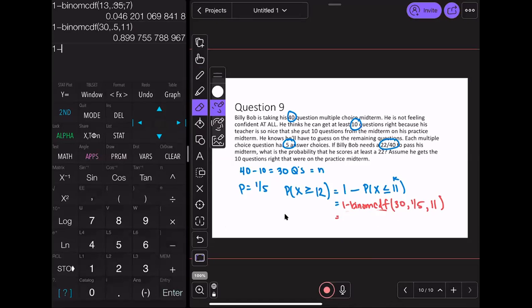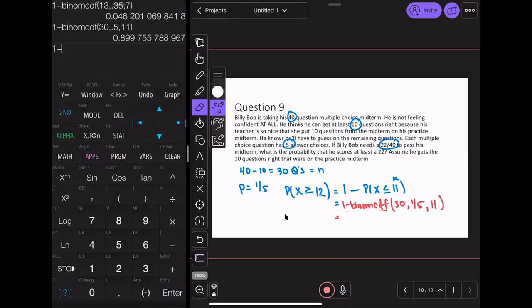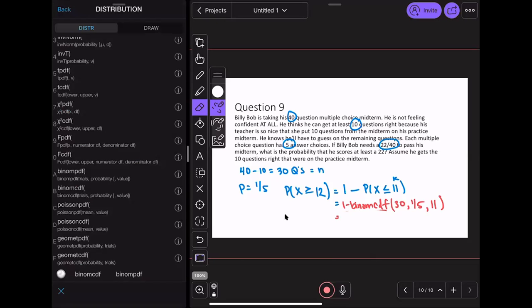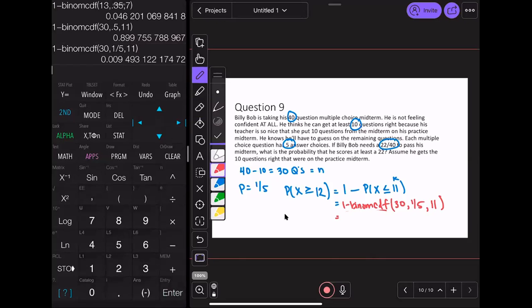So it's 1 minus binom CDF, n is 30, p is 1/5, not 0.5. And then k is 11. The probability that I had calculated was if it were true or false questions, what would be the probability of him guessing right? But they aren't true or false, they're multiple choice with 5 answer choices. Okay, there we go. That seems right.